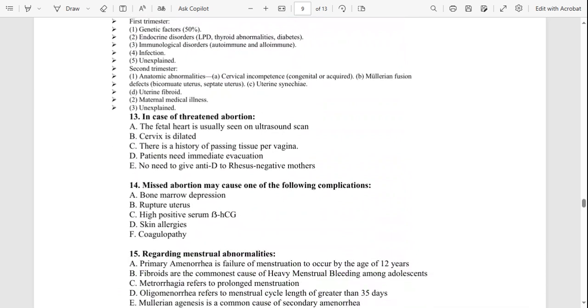And then number 13 is saying, in case of threatened abortion, the fetal heart is usually seen on ultrasound, cervix is dilated, there is history of passing tissue per vagina, patient needs immediate evacuation, and no need to give anti-D to rhesus negative mothers. Which one do you think is true for this one?